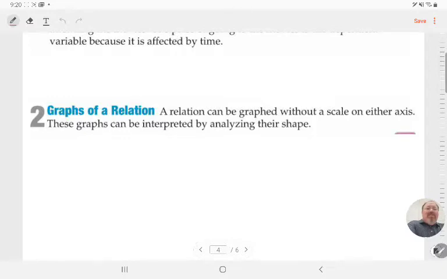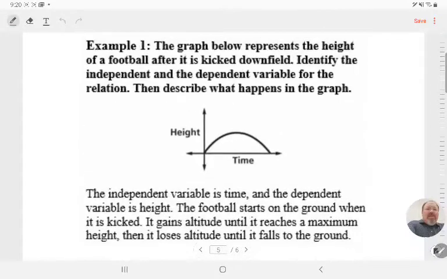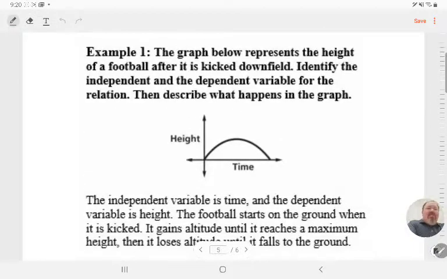So a relation can be graphed without a scale on either axis. These graphs can be interpreted by analyzing their shapes. So for example, the graph below represents the height of a football after it is kicked downfield. Identify the independent and dependent variables for the relation. Then describe what happens in the graph.